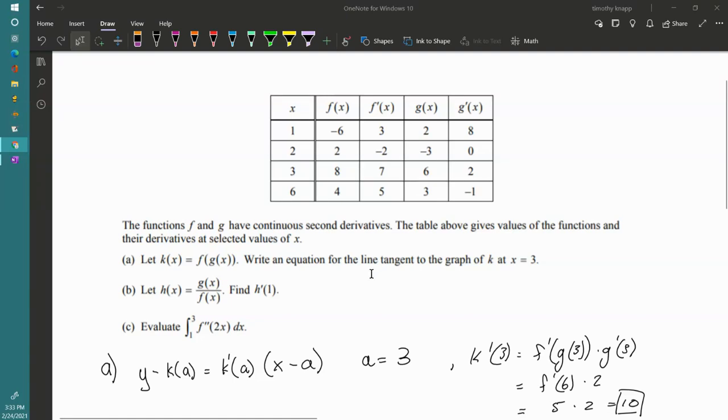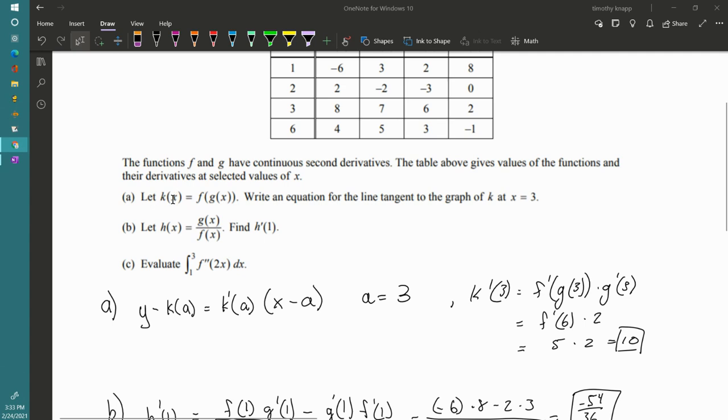All right, so we've got an AP free response question. It gives you a bunch of f of x's and g of x's and different things like that, with the prime values as certain particular values, some of which will get used and others not. First thing you've got to do here is they tell you that k is f of g of x, and they want a tangent line.